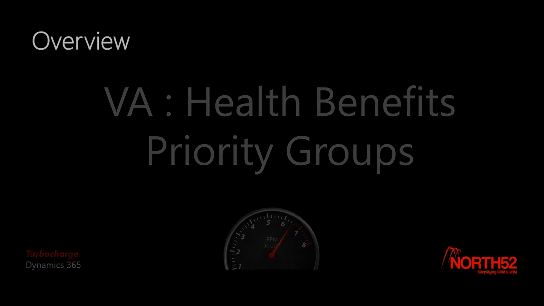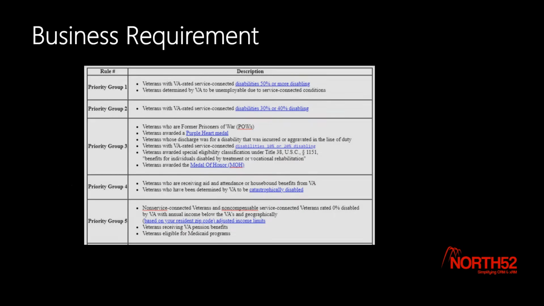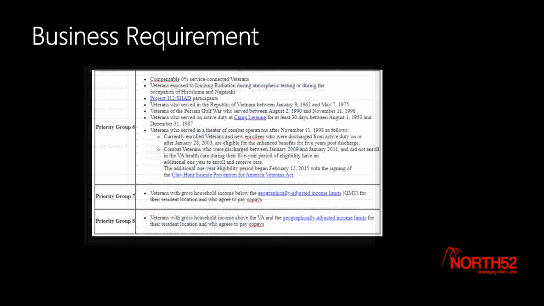First, an overview. The VA have 8 priority groups, and each of them have their own specific requirements, and being eligible for a higher priority overrules any lower priority. The following are the requirements for each priority group. And this is the second part of the requirements for the priority group.